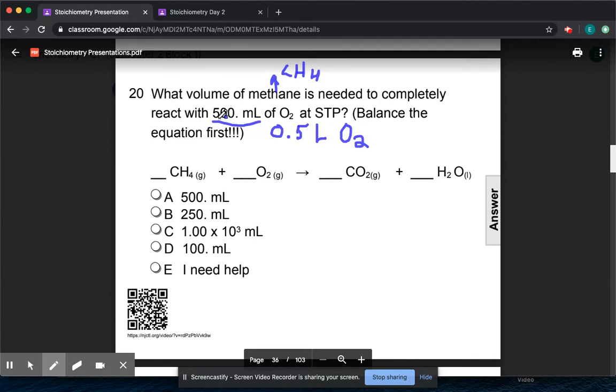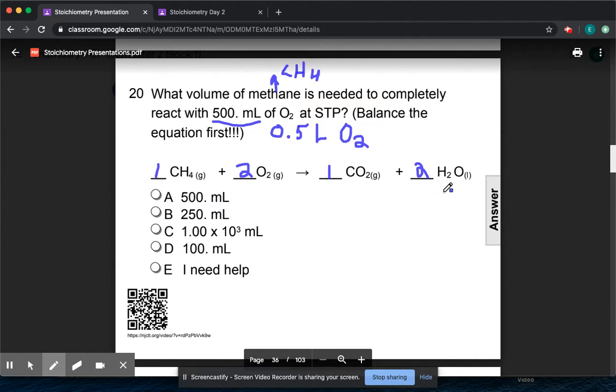So we know how much oxygen we have. What we want to know is how much methane we need. First thing we got to do is balance the equation. So this is practice from something we've done in the past. Let's do the hydrogens first. You have 4 over here, you only have 2 over here, so we need to double this. And now we have 2 oxygens, 4, now we need 4, so there should be a 2 here, and then 1 and 1. And now it's balanced.